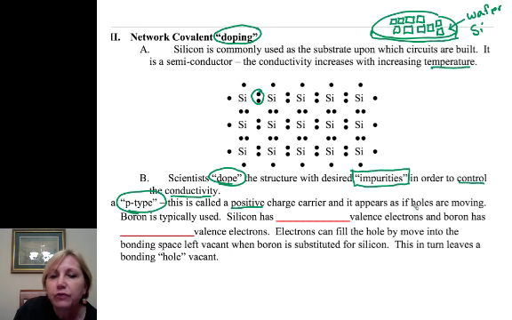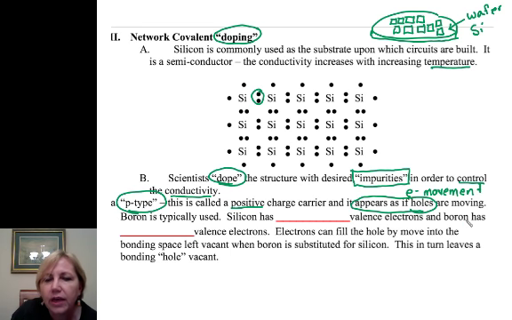Now, it's really electrons that are moving. It truly is the movement of electrons. That's what conductivity is. But it appears as if gaps, or what they call holes, are moving.